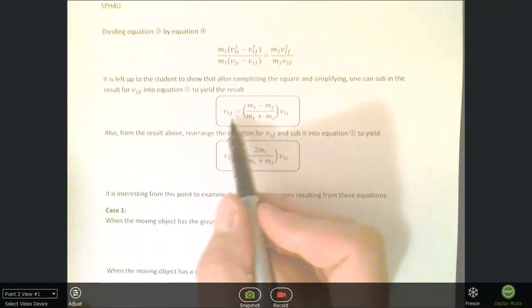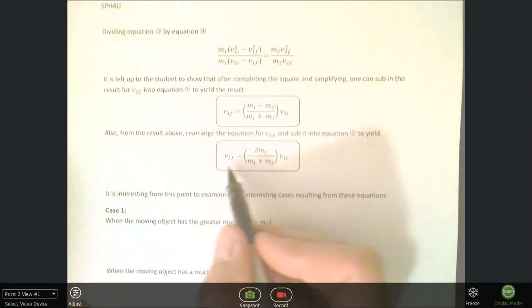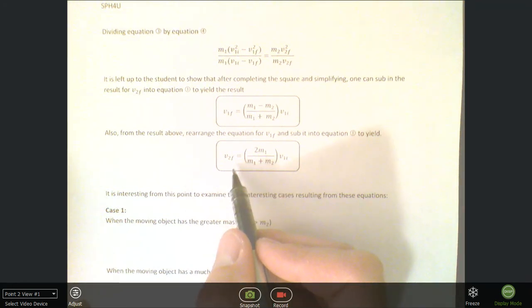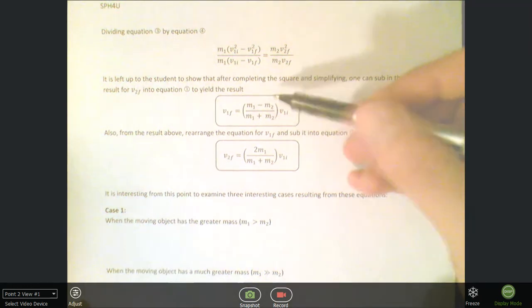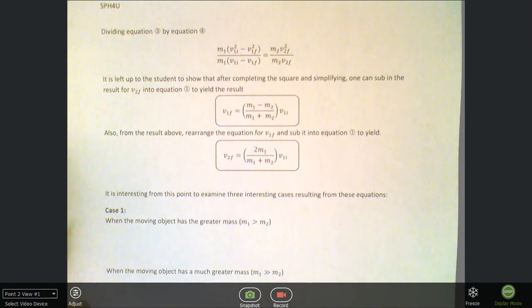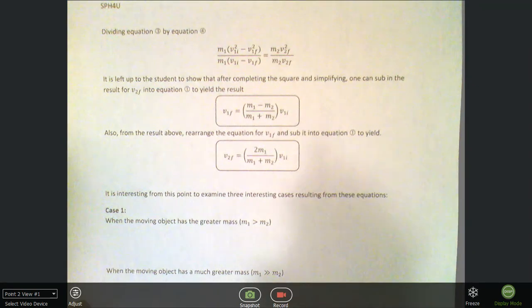So you can find the V1F by simply looking at the ratio of the masses times V1I, and the ratio of the masses times V1I for the V2F. Okay. There's special cases as well, which we'll do in class, and we'll talk about what those special cases look like. And actually, I should probably do this as a separate video lesson. So the key here is that these equations assumed that one of the objects was stationary. Okay. So how does this help us?